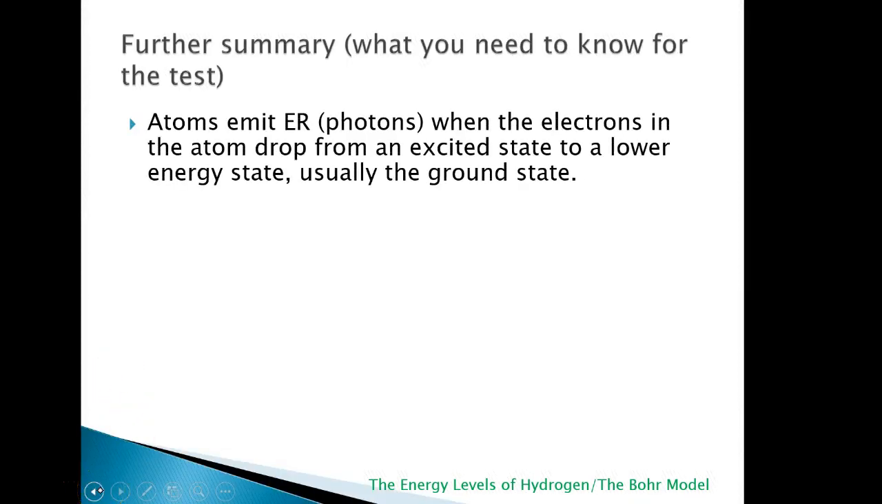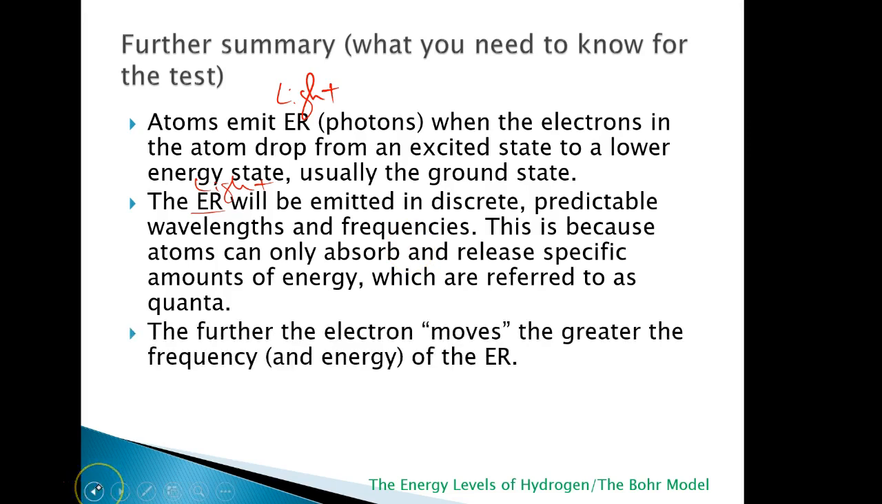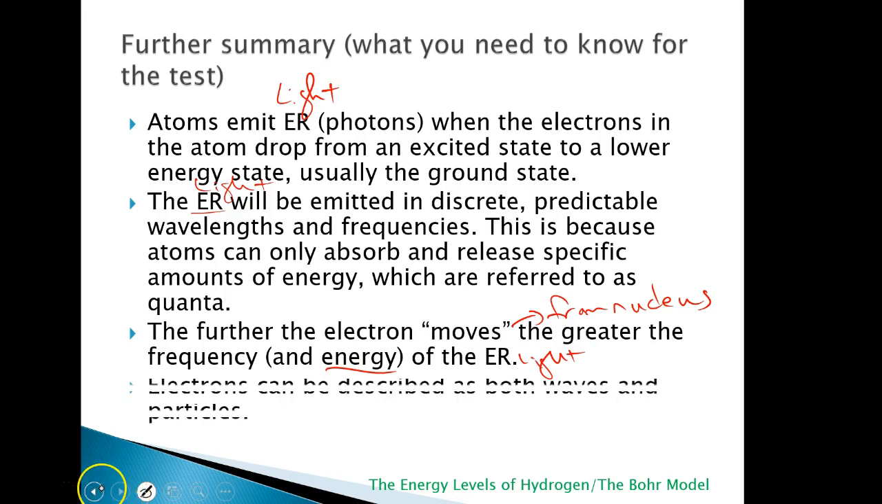Okay, so atoms emit electromagnetic radiation. We're going to call that light. When the electrons in the atom drop from the excited state to a lower energy state, usually the ground state, because that's the lowest energy, that electromagnetic radiation, the light, is going to be emitted in what's referred to as quanta. They're discrete chunks of energy, and they're only allowed to have certain values. And the farther away the electron moves from the nucleus, the greater the energy of that electromagnetic radiation, that light, becomes. Okay, that's the big idea.